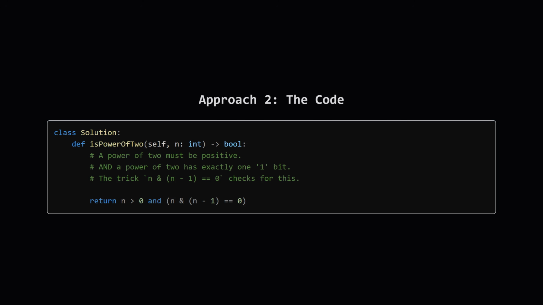And this leads to an incredibly elegant and simple solution. Look at this code. We just return the result of one expression. First, we check if n is greater than 0 to handle our edge cases. And then, we do our bitwise trick. We check if n AND n-1 is equal to 0. If both of these things are true, we've found our power of 2.